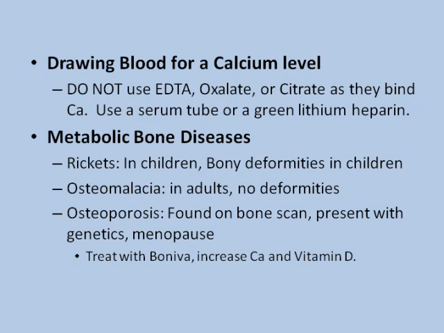A few notes on the bones, since we're talking about bones in this chapter. Rickets in children causes bony deformities. Osteomalacia is a softening of the bones in adults, but no deformity. Osteoporosis, which can be found on a bone scan, is like holes in the bone, kind of porous. They treat that with Boniva, increased calcium, and vitamin D.